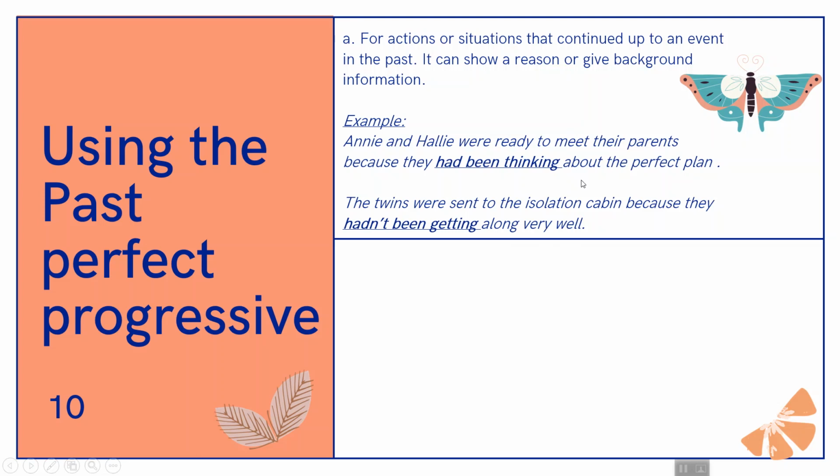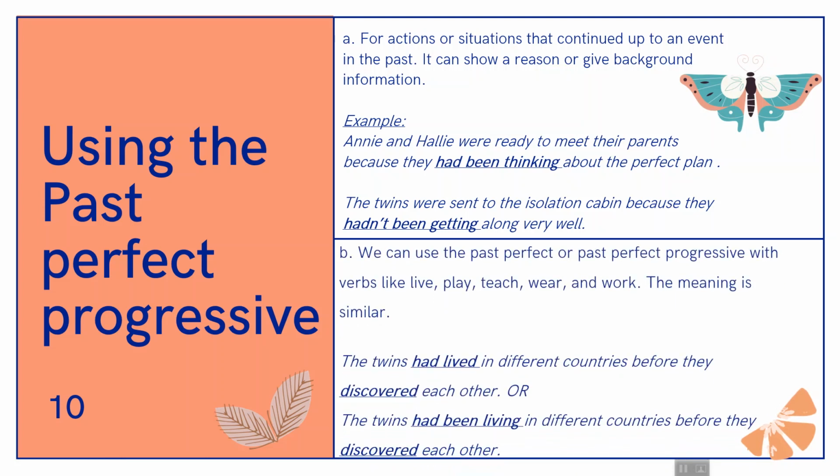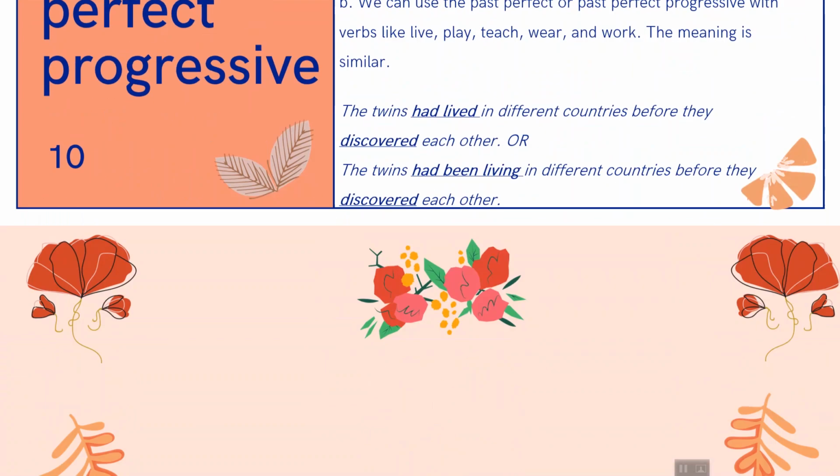So, it's important to use simple past together with past perfect progressive so we can have it in context, okay, to give a reason why. Now, we can use it also with verbs like live, play, teach, wear, and work. And the meaning is going to be the same. For example, the twins had lived in different countries before they discovered each other, or the twins had been living in different countries before they discovered each other. And at the end, the meaning is the same for both examples.